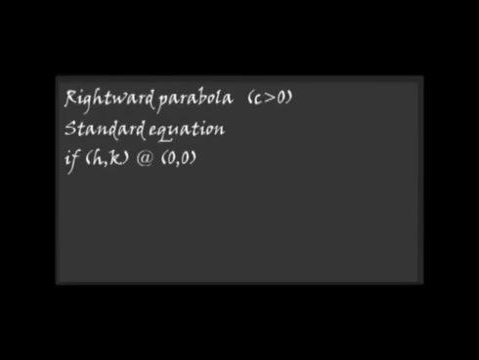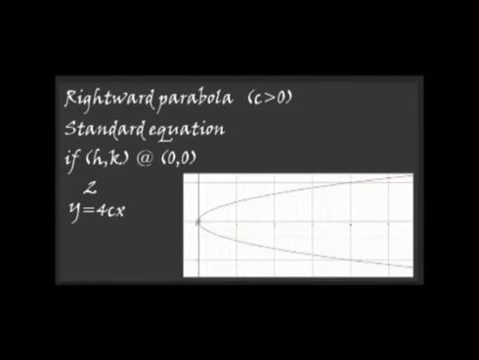Next is the standard equation of the rightward parabola. The only difference is that y is now on the left side, making it the squared term. Okay, the formula is y squared is equal to 4cx if h, k is at 0, 0. 4c, again, is on the graph. 4c is the distance of the focus from the vertex. Then the points between the latus rectum is 2 points.